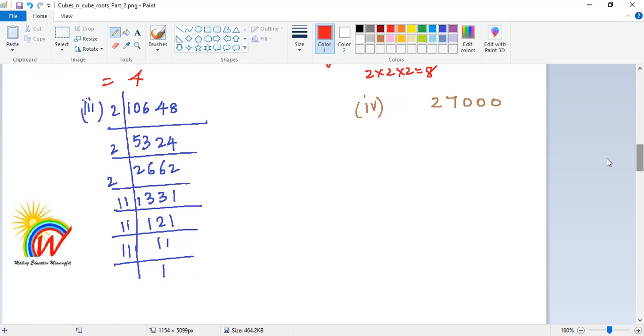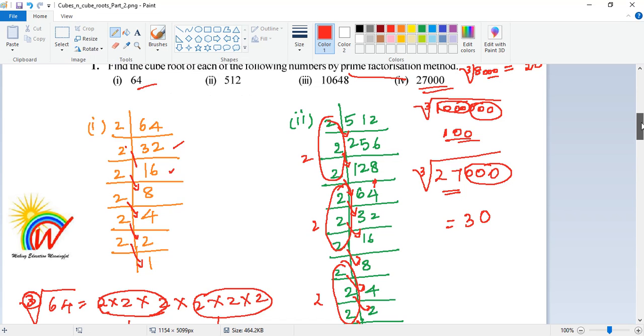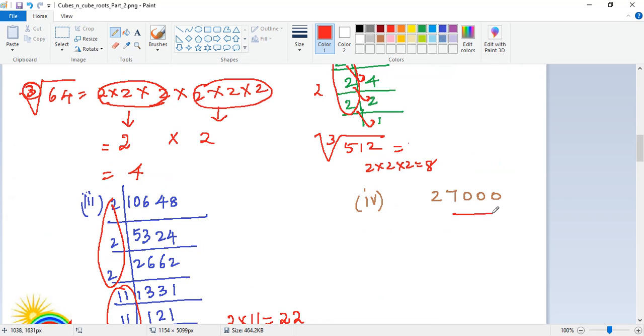Now come to this one. Here again, these 3 2's will come out as one 2, and these 3 11's will come out as one 11. So the answer is going to be 22. Okay. So I've shown you the cube root of 27 earlier, right? The cube root of 27,000 is going to be 30.